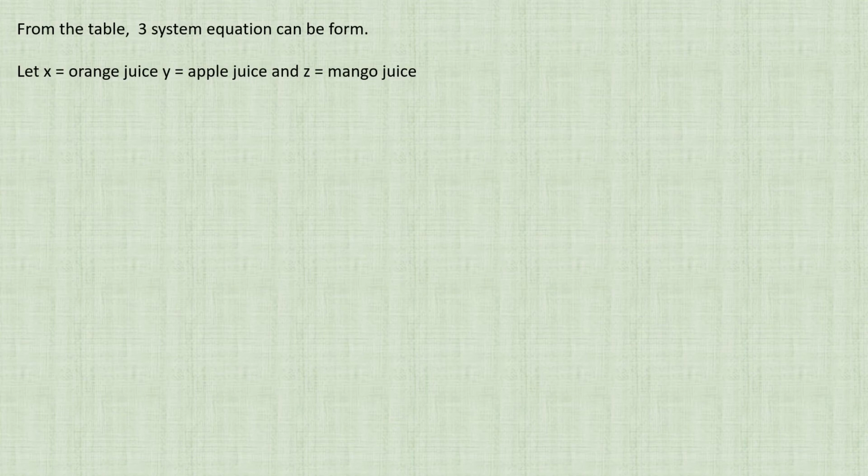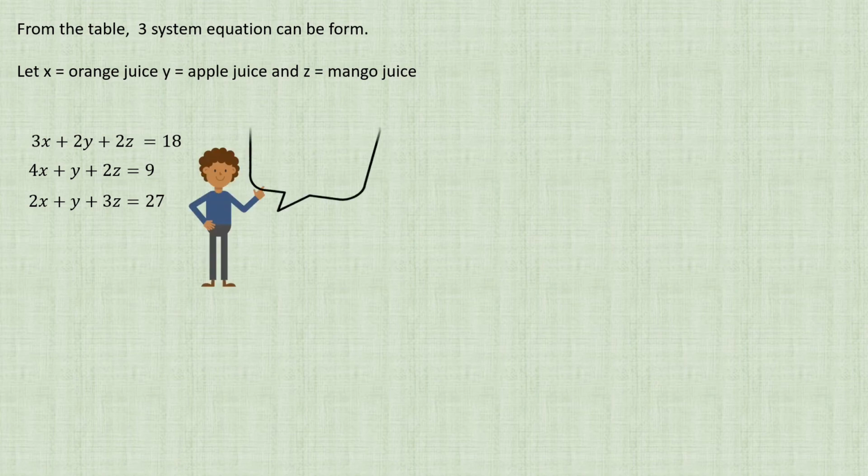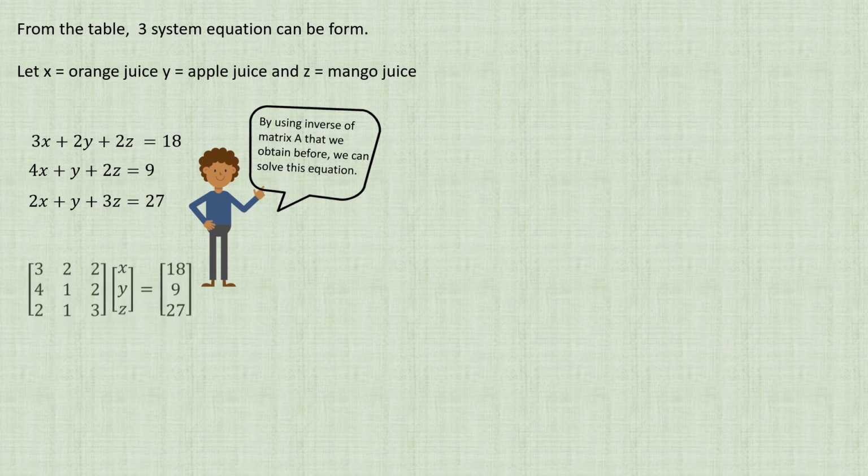The next step is to form the equations. From the table, three equations can be formed. Let x equal orange juice, y equal apple juice, and z equal mango juice. So the first equation is 3x plus 2y plus 2z equals 18, 4x plus y plus 2z equals 9, and 2x plus y plus 3z equals 27. So we need to write the system of equations in matrix form. Okay, and by using the inverse of matrix A that we obtained before, we can solve this equation. So we write it in matrix form like this.